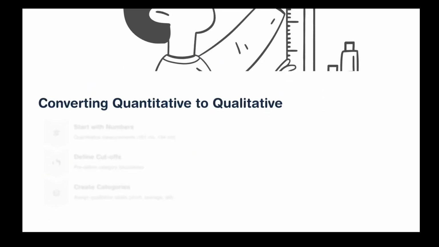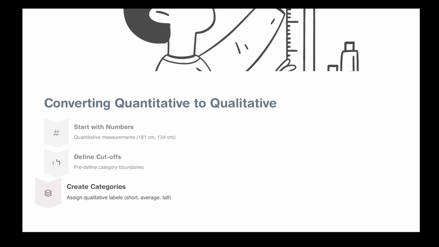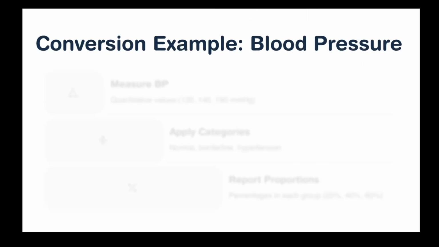So if you want to convert a quantitative to qualitative, we need to start with numbers, quantitative measurements such as 181 or 134. Then we will define cutoffs. We predefine category boundaries. Then after that, we'll create categories. We'll assign qualitative labels such as short, average, tall. So this will convert a quantitative variable to qualitative.